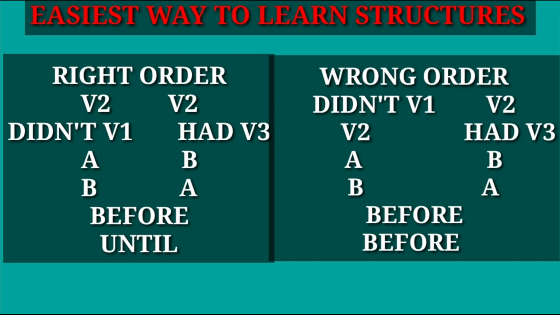In short, we can say: didn't V1 and V2, V2 and had plus V3, AB, BA, before.